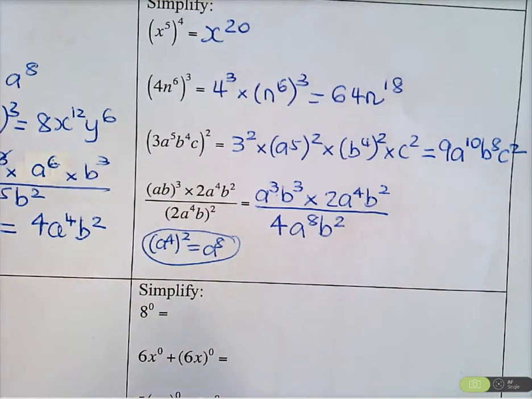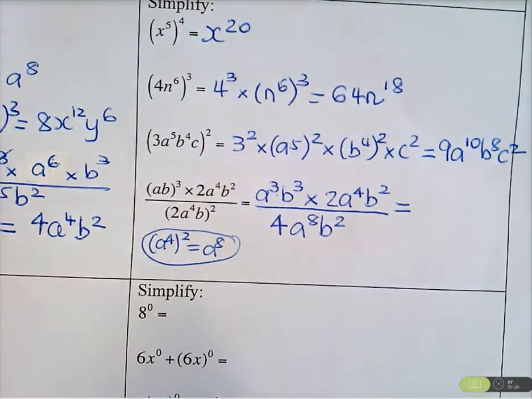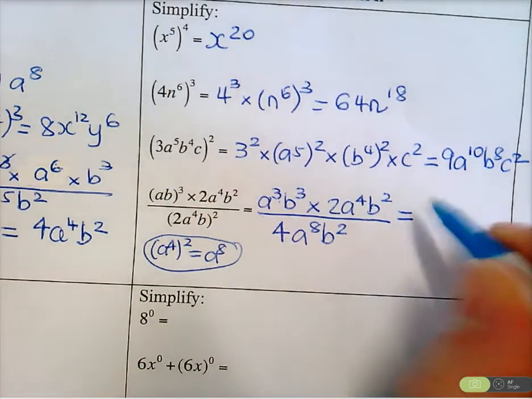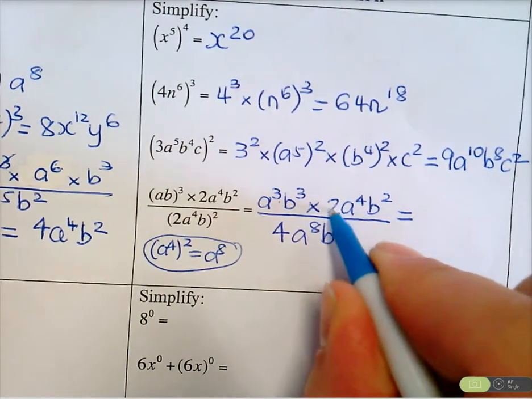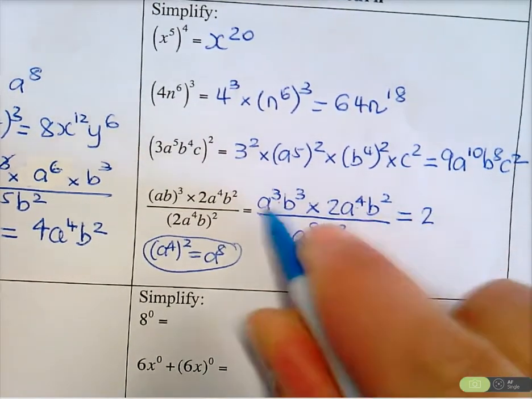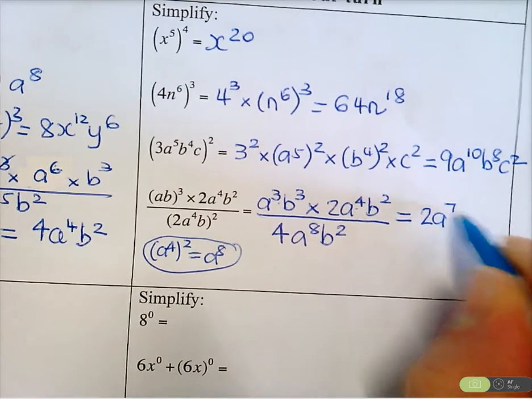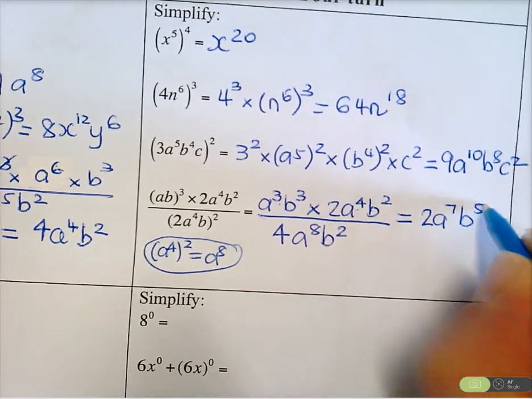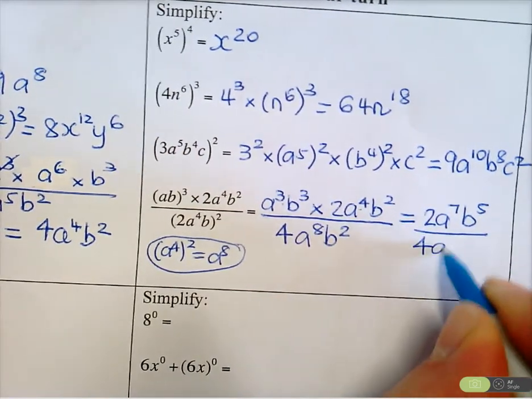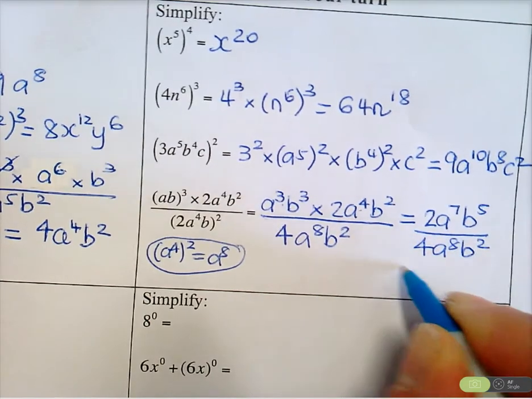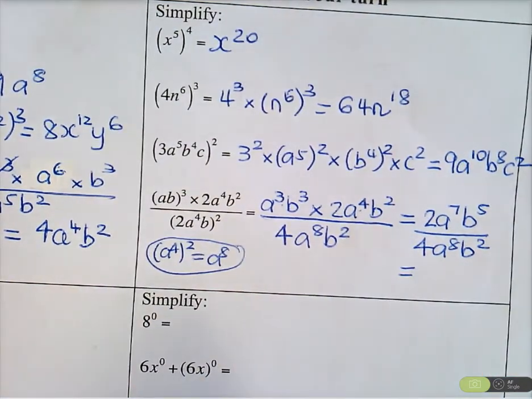B to the power of 2. Now, girls, you can, if you want, just have a look. You can simplify the numerator. What have you got with the numbers on the numerator? 2. What about the a's? a^7 b^5 over 4a^8 b squared. Be careful here, girls. What's 7 take away 8?